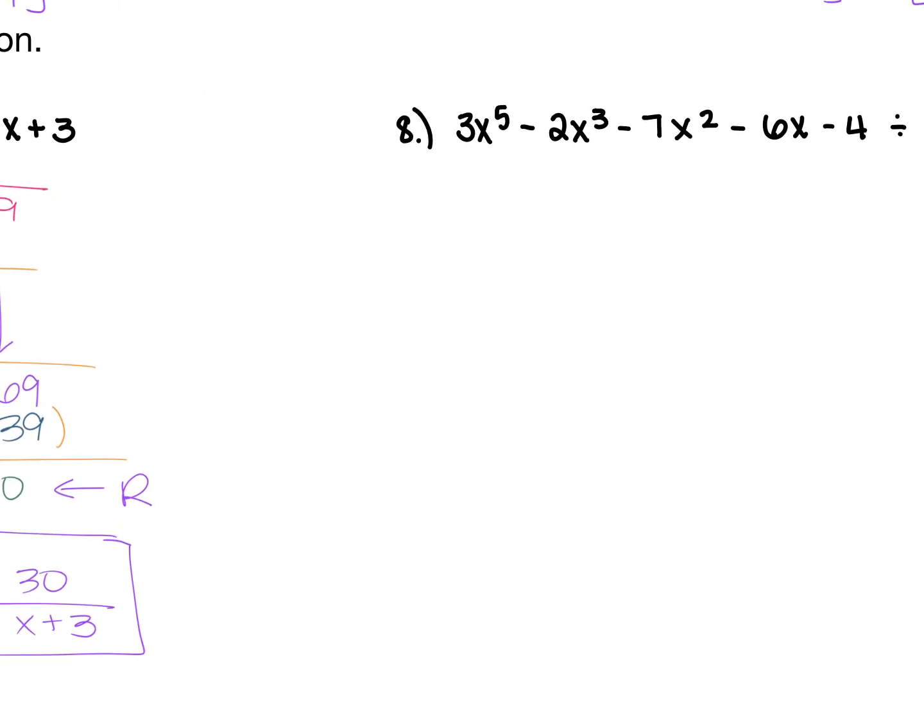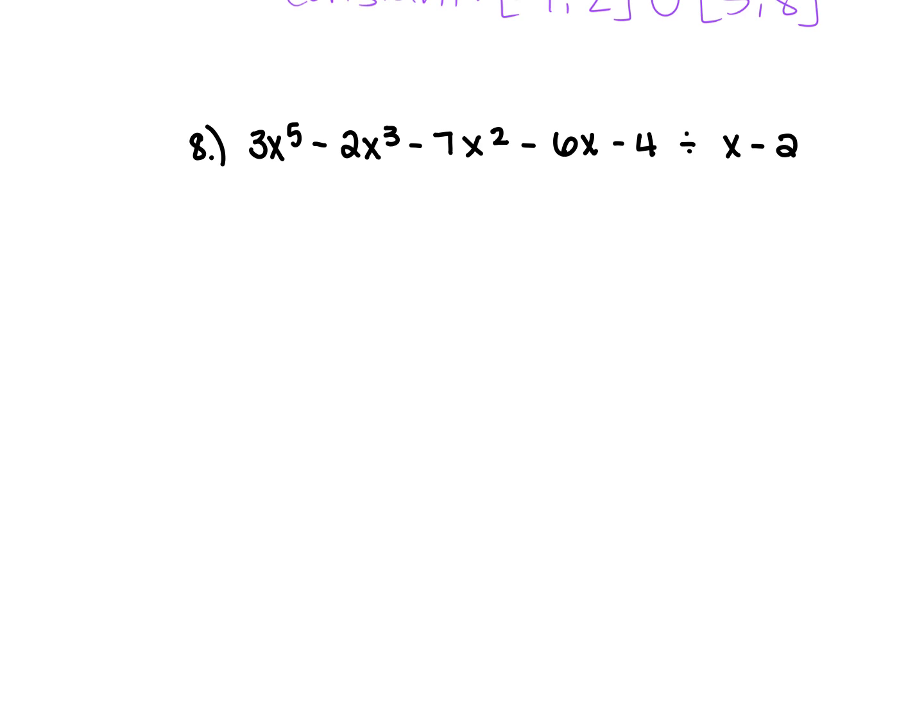For number 8, you have 3x to the 5th power minus 2x cubed minus 7x squared minus 6x minus 4 divided by x minus 2. For this one, you are missing the x to the 4th power, so we're going to add in 0x to the 4th power. So we're really doing 3x to the 5th plus 0x to the 4th minus 2x cubed minus 7x squared minus 6x minus 4 divided by x minus 2.